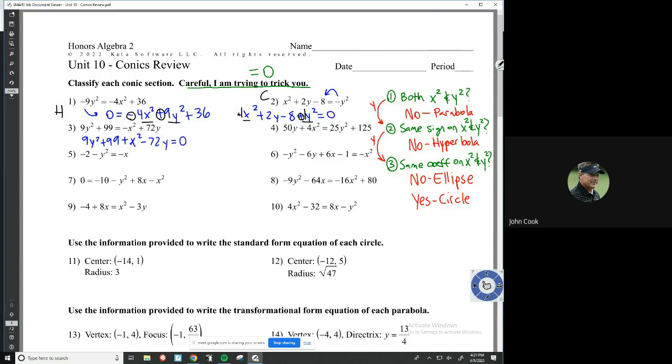So do we have both an x squared and a y squared term? Yes, we do. Are they both the same sign? Yep, they're both positive. Do they have the same coefficient? No, they do not. One has a 9 and one has a 1 on it. So that makes this an ellipse.